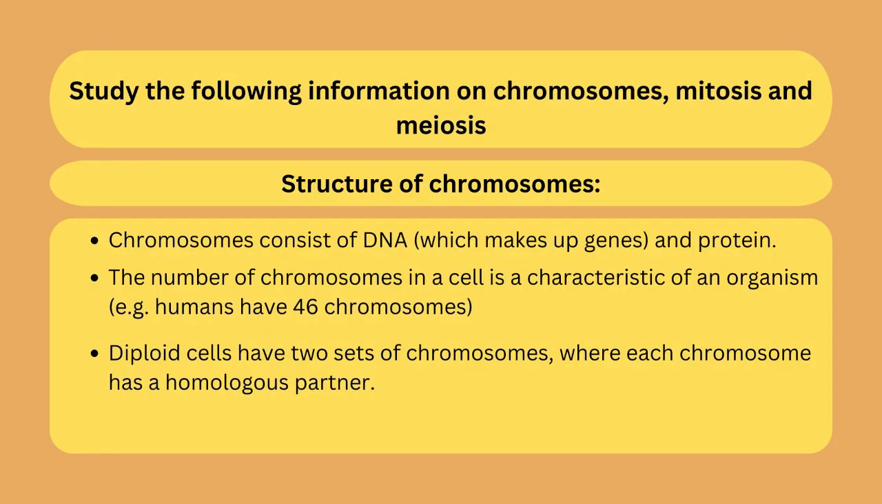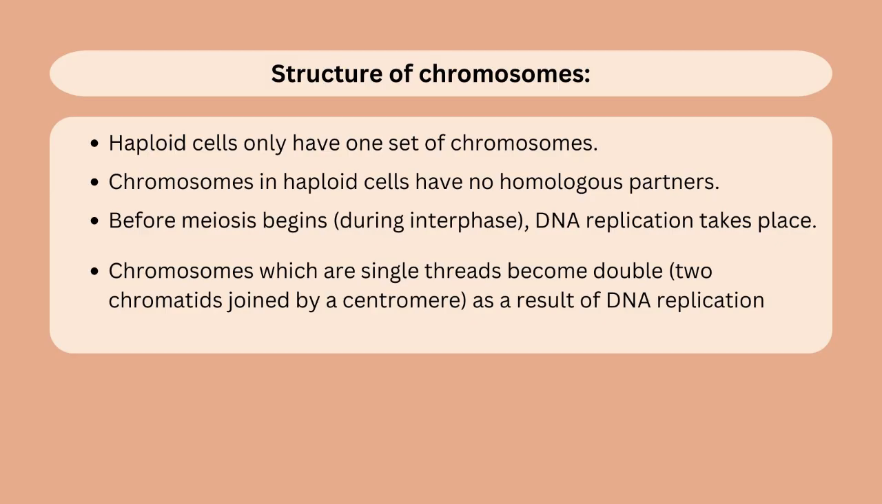Study the following information on chromosomes, mitosis and meiosis. Structure of chromosomes. Chromosomes consist of DNA, which makes up genes, and protein. The number of chromosomes in a cell is a characteristic of an organism, e.g. humans have 46 chromosomes. Diploid cells have 2 sets of chromosomes, where each chromosome has a homologous partner. Haploid cells only have 1 set of chromosomes. Chromosomes in haploid cells have no homologous partners.